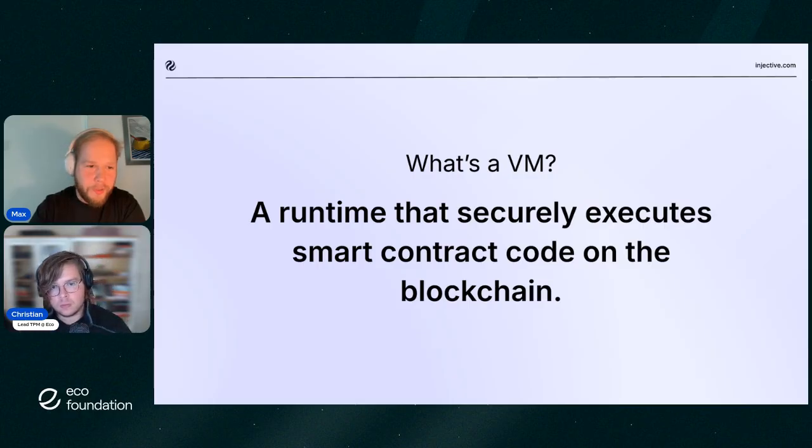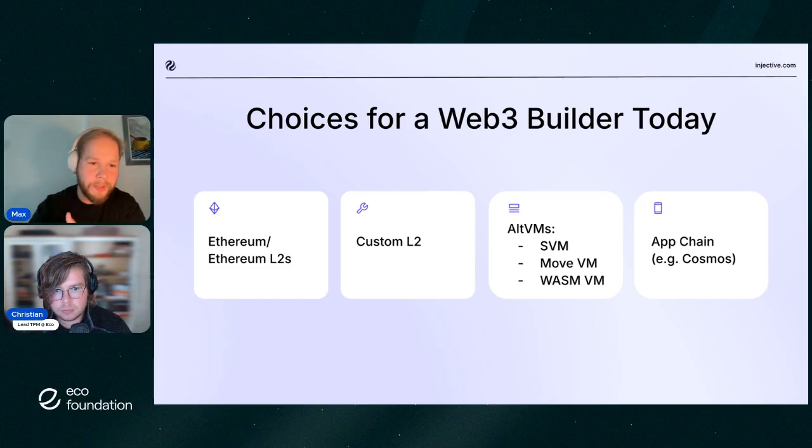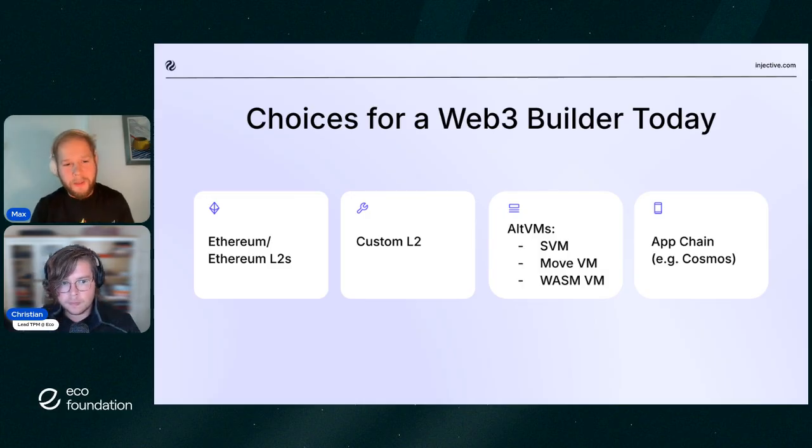It's a virtual machine, but in the blockchain context, it's basically the runtime that executes your smart contracts on the chain. And there are a lot of options for a Web3 builder today. If you want to build something, you have to choose your environment where your smart contracts run. So Ethereum is the obvious choice, EVM, right?